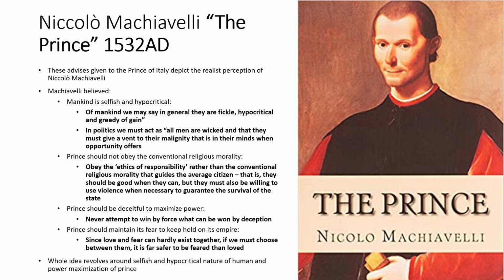Now here, Niccolo Machiavelli is trying to say that all men are wicked, and we must trust this in politics. Then Machiavelli advised the Prince that the Prince should not obey conventional religious morality. Here, Machiavelli is actually trying to teach the Prince that you should go for power maximization, and for power maximization, you should do whatever you can. Machiavelli is saying, obey the ethics of responsibility rather than the conventional religious morality that guides the average citizen. That is, they should be good when they can, but they must also be willing to use violence when necessary to guarantee the survival of the state.